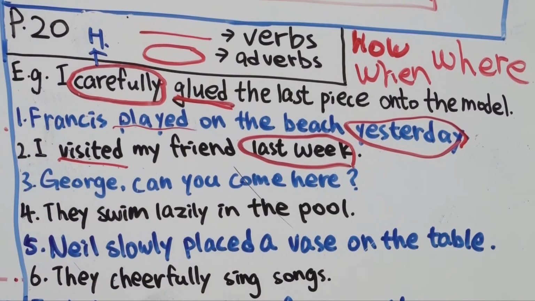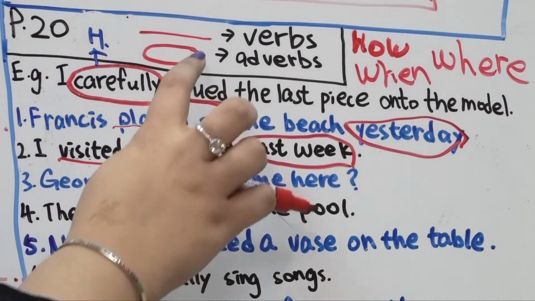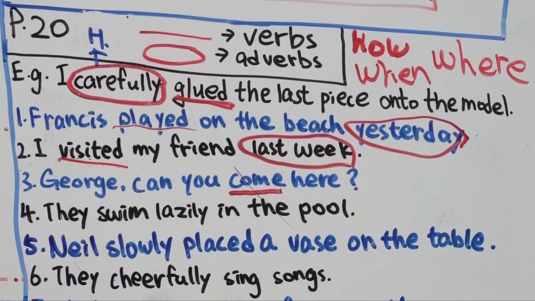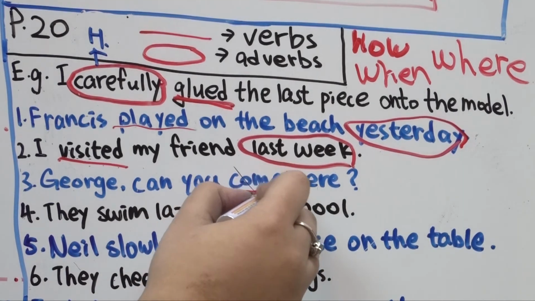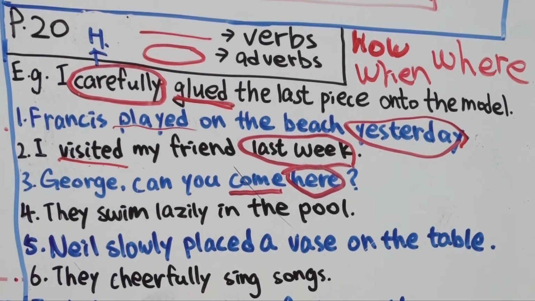Which one is the action here then? Can you come. Come is the action, okay? So the action verb here is come. You underline the action verb. Which word here tells you when, where, or how this action happens? George, can you come here? Here, right? So here is the adverb because it tells you where this action happens. Can you come here? Here. Okay?